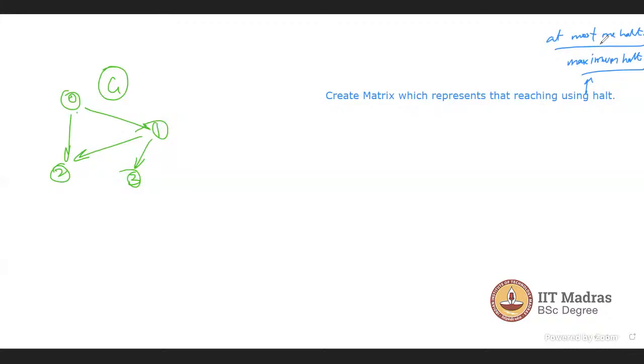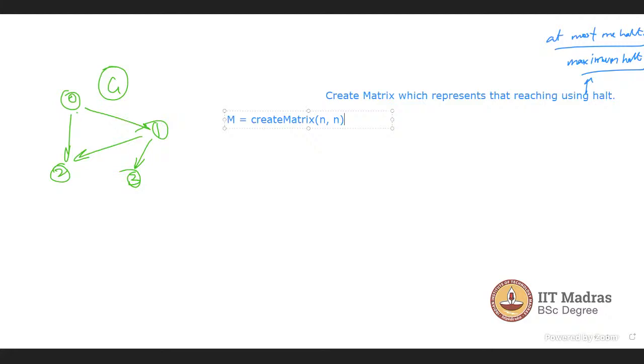Now, first we will try to create the matrix M. And the way we create matrix M is, create matrix, the matrix is A, N cross N. So we need to know what is N. It is the number of vertices, number of nodes.